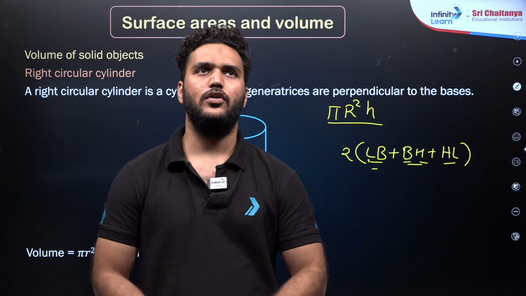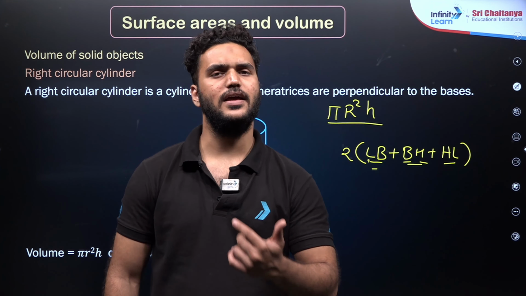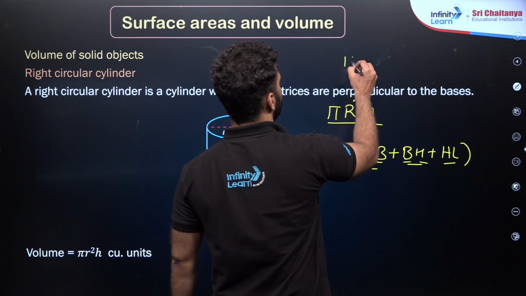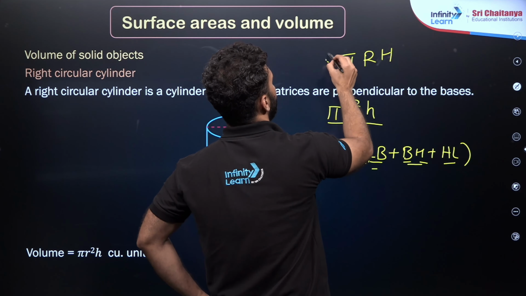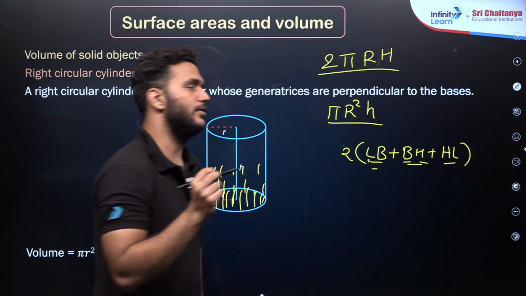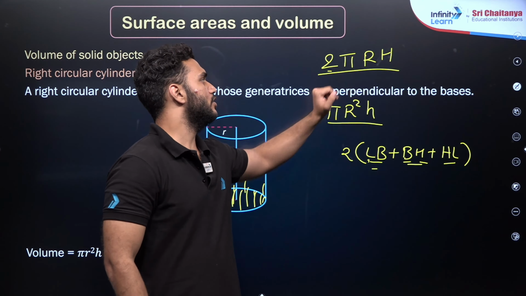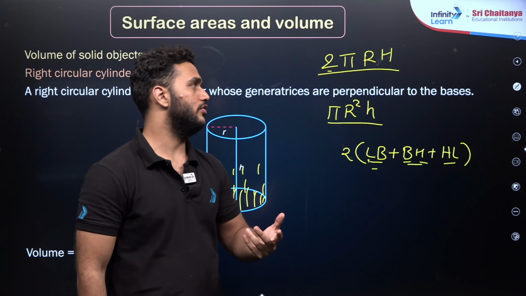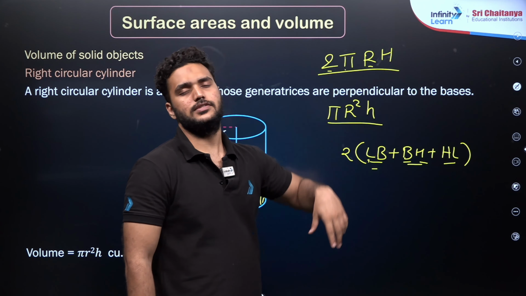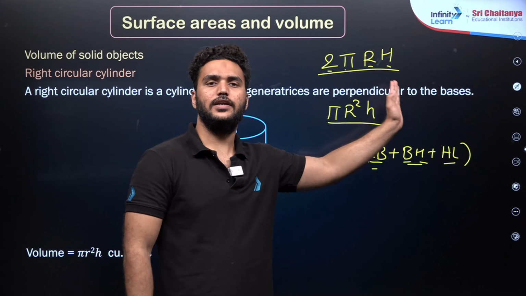If you take the example of the curved surface area of a cylinder, 2 pi r h. Pi r square h is the volume. In the curved surface area, 2 is a constant, it has no length, no unit. Pi is also a constant, it is not some kind of length. What about r? It's a kind of length. What is h? A kind of length. Again, you are getting length into length.